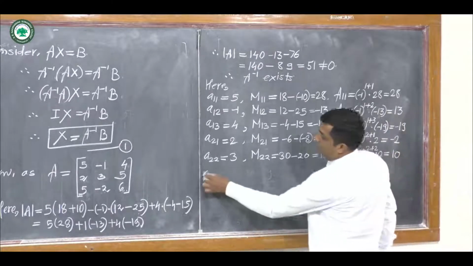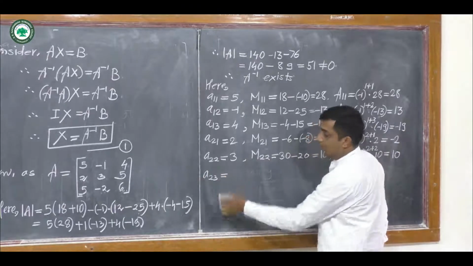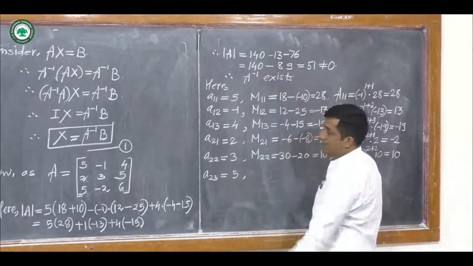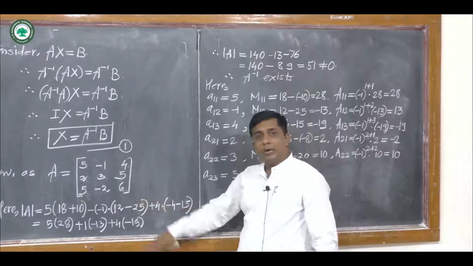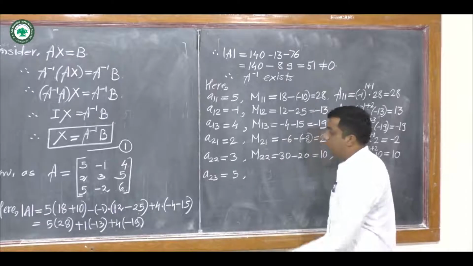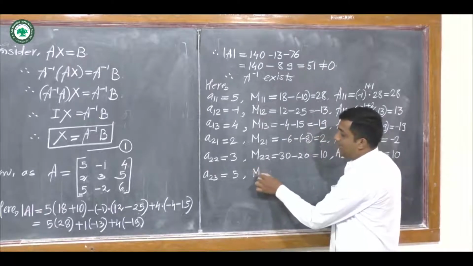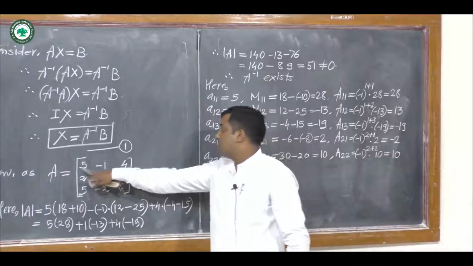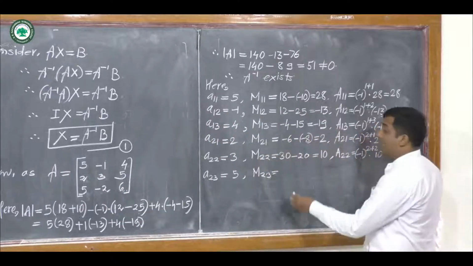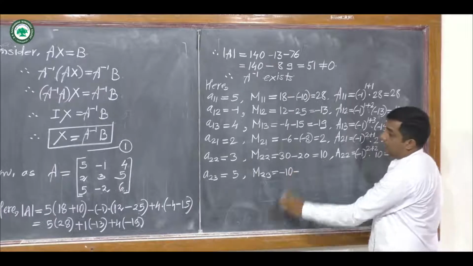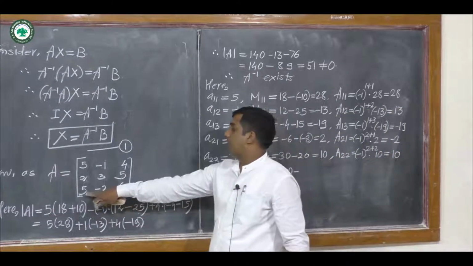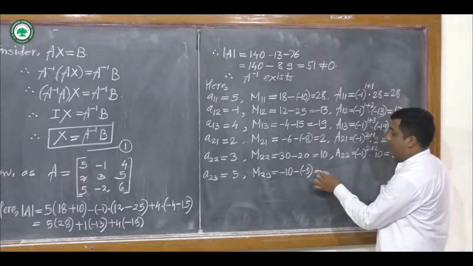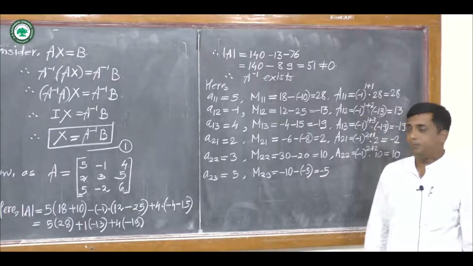Next, A23 is 5. We know this 5 is in the second row and last column, so we delete the second row and third column and consider the remaining elements for the minor. So M23 is 5 into minus 2, which is minus 10, with minus sign, 5 into minus 1 is minus 5, and lastly we get minus 5.